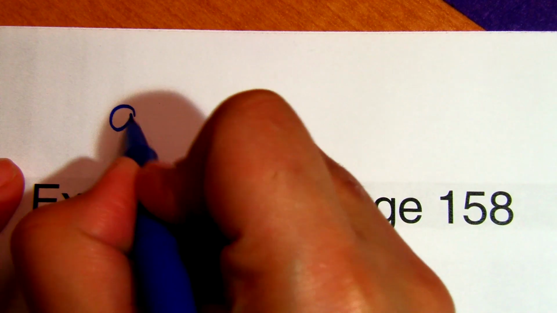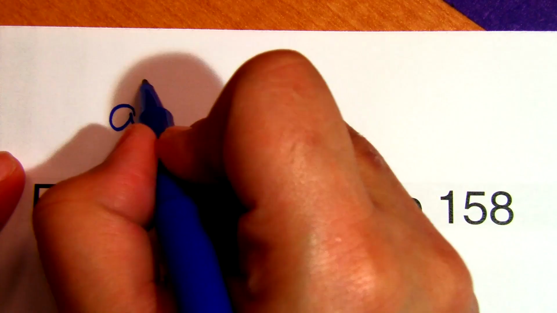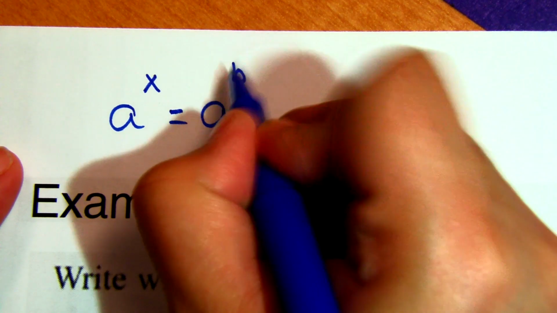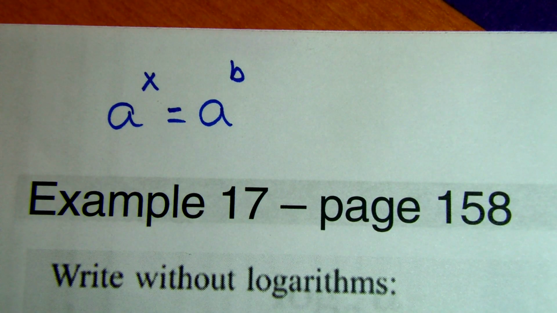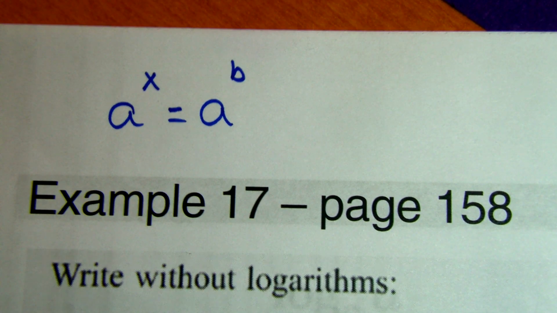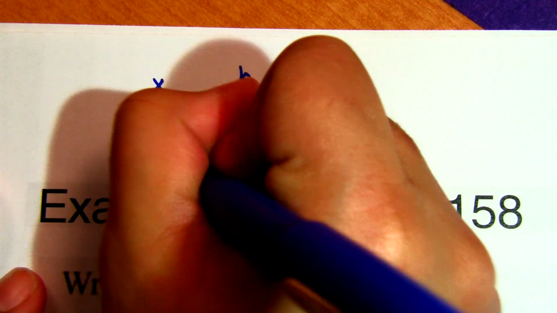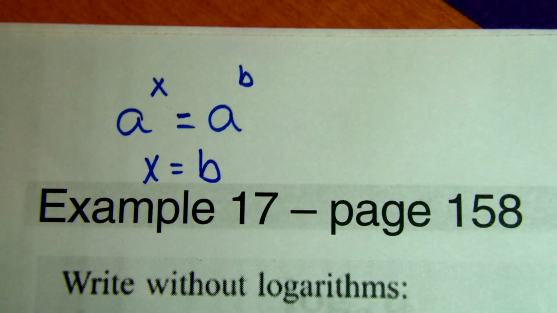So first, let me say that if I have a to the x is equal to a to the b, what can I do to those exponents? I can set them equal to each other because they have the same base. Remember, this was your ticket 2 weeks ago. We had 3 to the x plus 2 is equal to 3 to the 7. You set the exponents equal to each other.